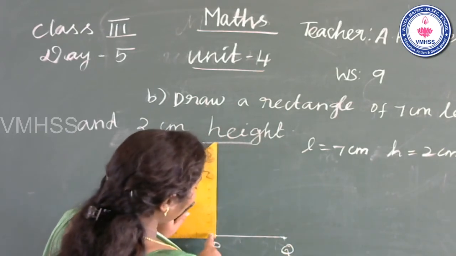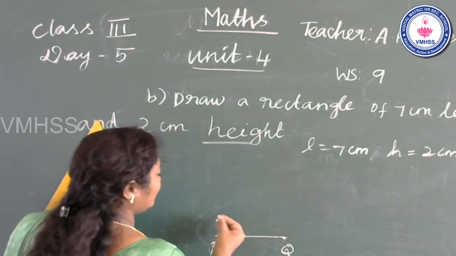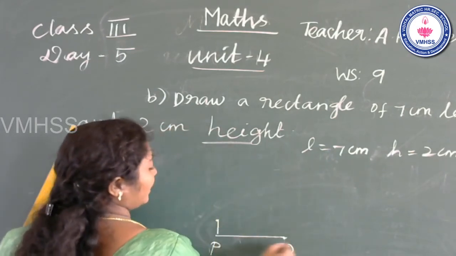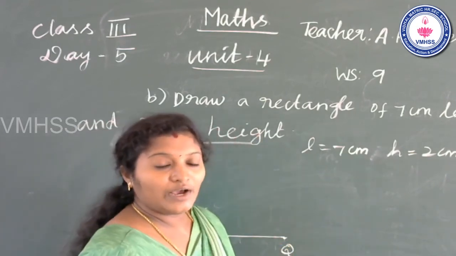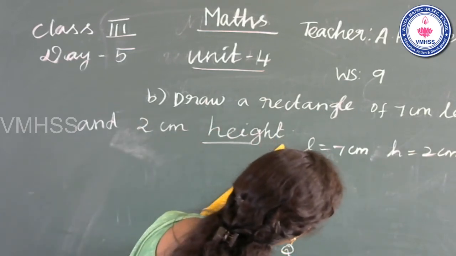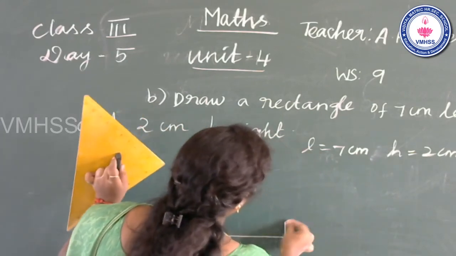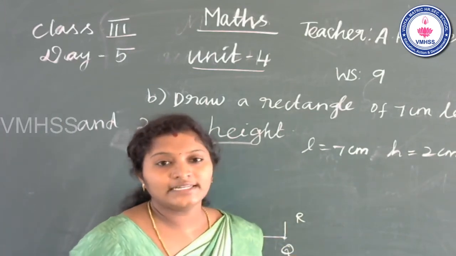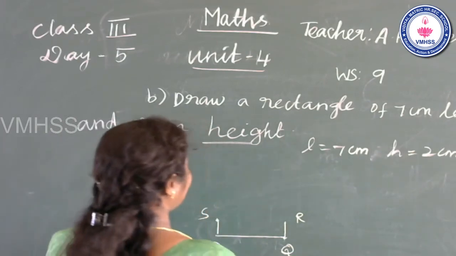So this is 0, 1, 2. Join a vertical line. This is PQ. What is the next step? On the opposite side also draw one vertical line of 2 centimeter. Do you understand? What is the last step? Join the horizontal line for S and R.